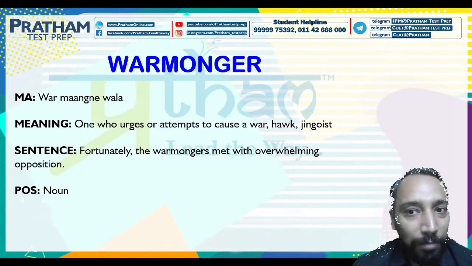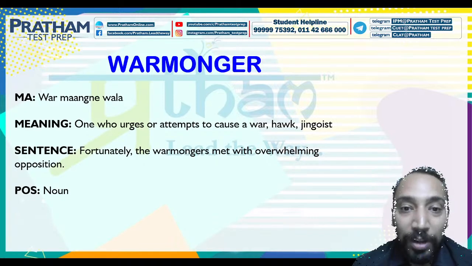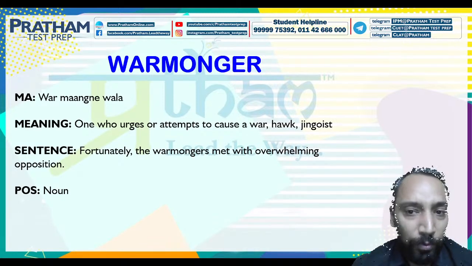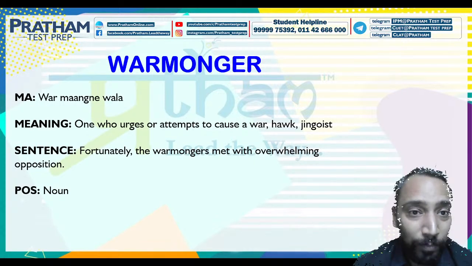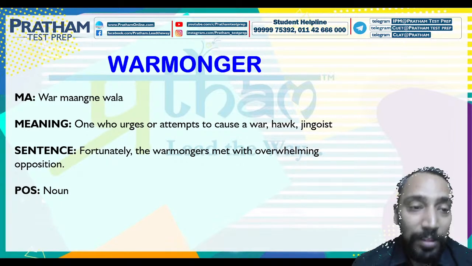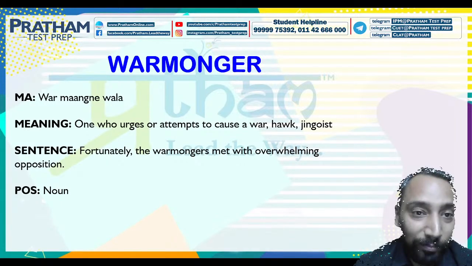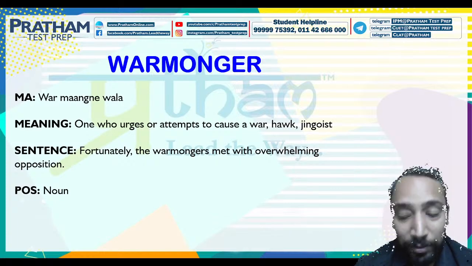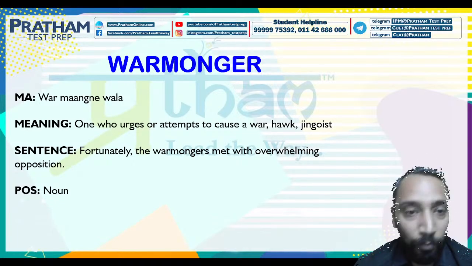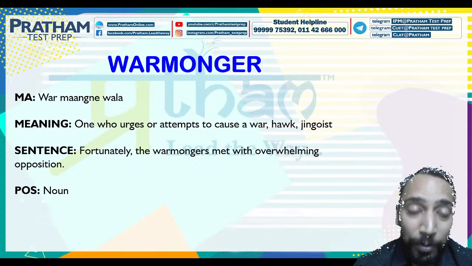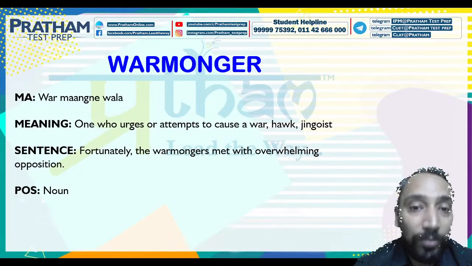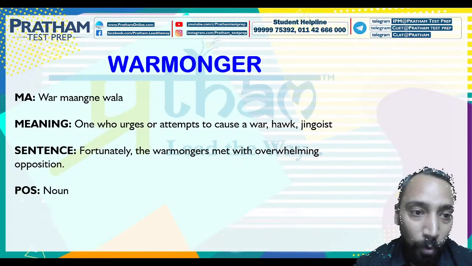What you can learn from this particular word is that it is a person who urges or attempts to cause a war. One who is a hawk, one who is a jingoist. Someone who needs war. He cannot live without war. So he is a warmonger. In Hindi we can say "war mangne wala." So that's another way of remembering this particular word. So warmonger is the person who wants a war, who urges or attempts to cause a war.